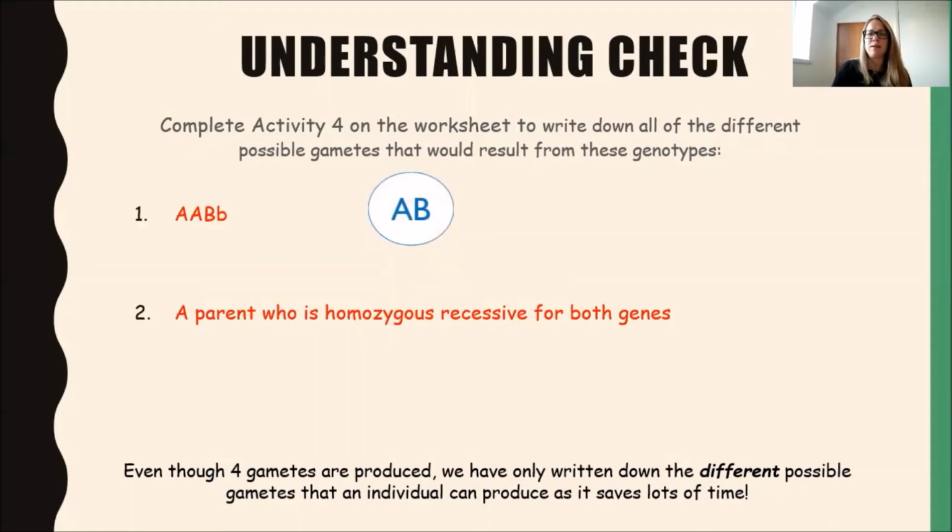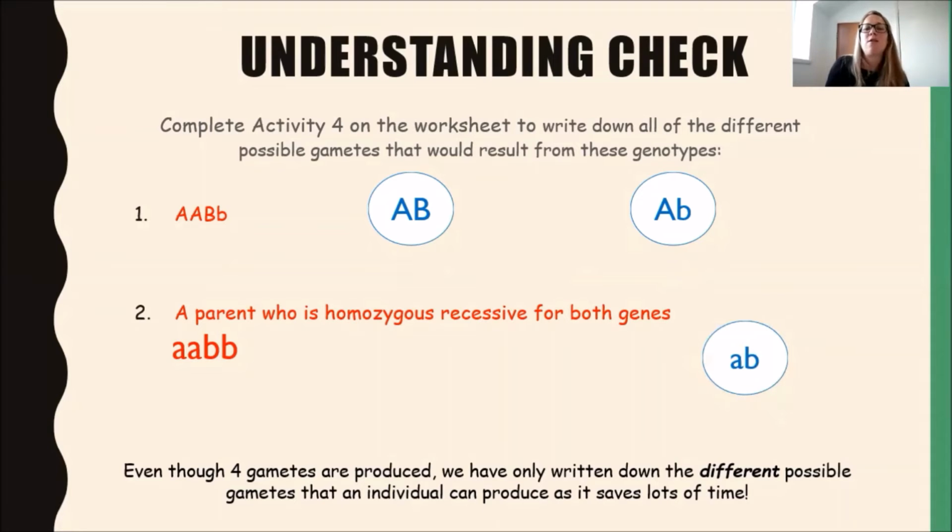So let's look at the different gametes that we got for this first one. Remember, we bring the 2 different letters together. So big A, big B; big A, little b. And then for the homozygous recessive, homozygous, remember, means that they're the same. Recessive means 2 recessive alleles for each one. Their genotype would be little a, little a, little b, little b. And the different type of gamete that we could produce for that is just little a, little b.